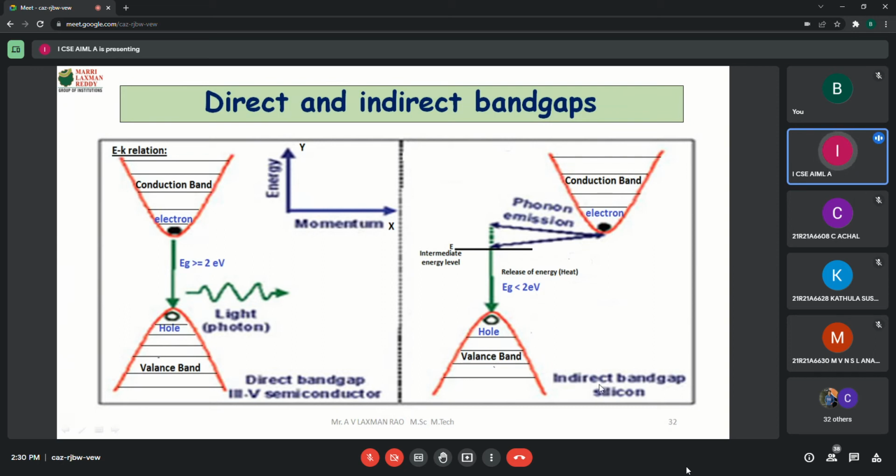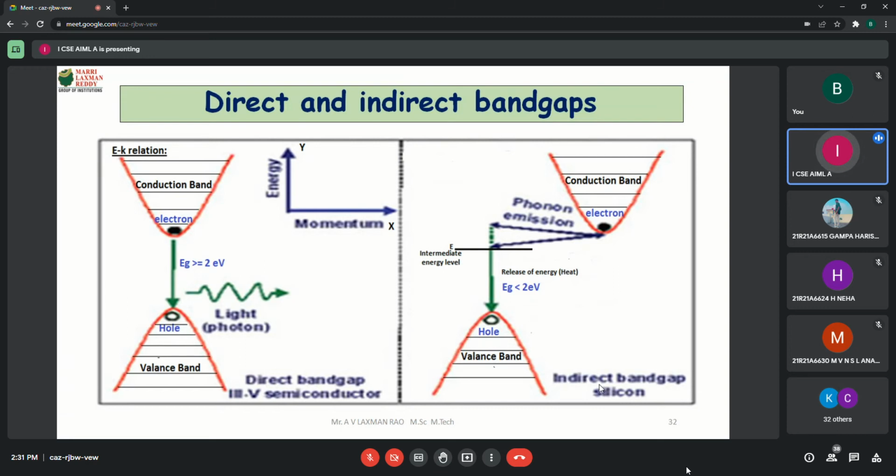What example can be taken here for indirect band gap semiconductors? Any idea? You might already have gone through these topics. For direct band gap semiconductors, examples are the LED and semiconductor lasers, in which light is the output, because the material selected is direct band gap. For indirect band gap semiconductors, what is an example? Any idea? Ordinary diode. Yes, a diode is made up of semiconducting material only.